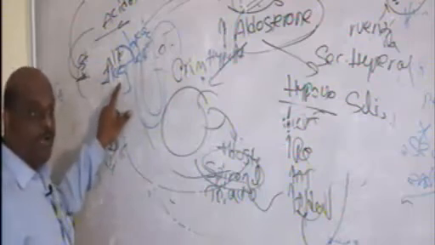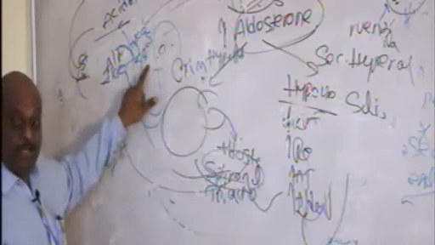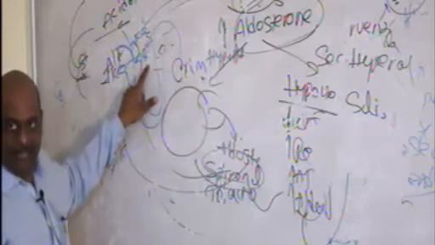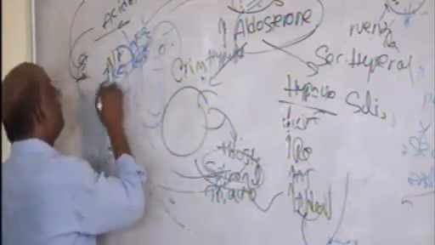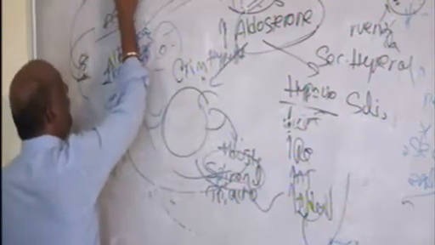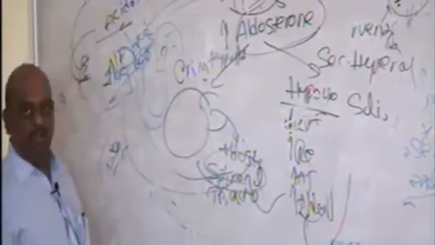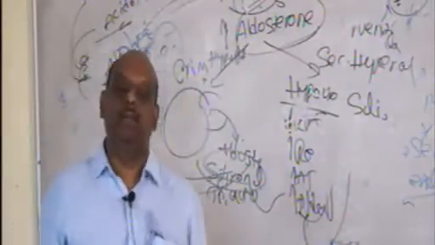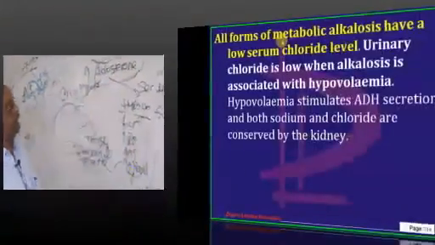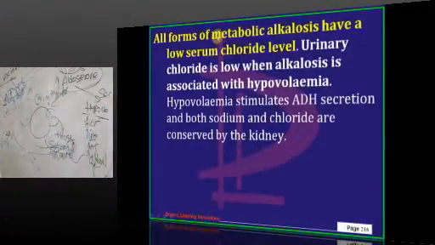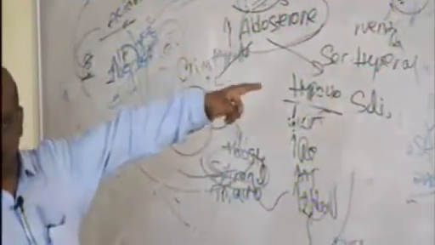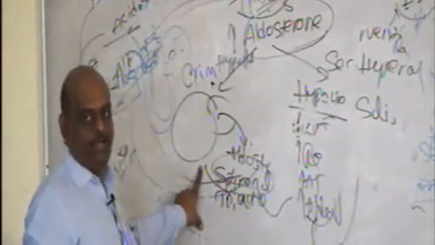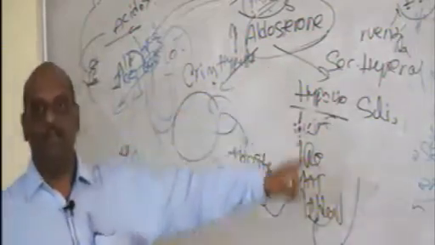So if bicarbonate is more reabsorbed, what happens in the proximal tubule to the reabsorption of chloride? It will be decreasing. And then when chloride is not reabsorbed, what happens to serum chloride? It will become low. That is the reason all forms of metabolic alkalosis have low serum chloride and increased urinary chloride. You agree? But what is the only exception?